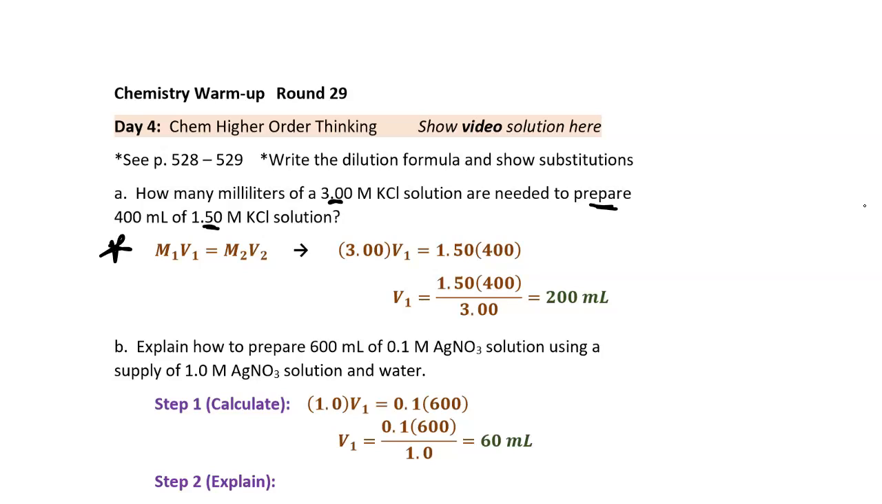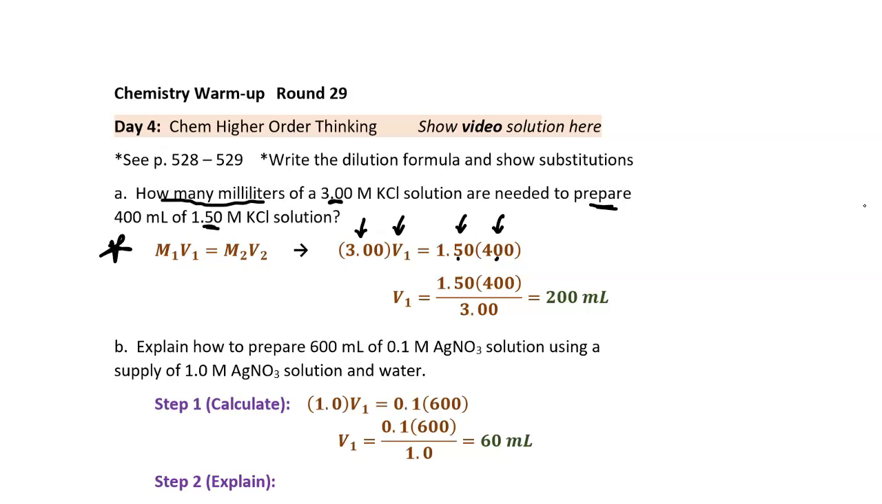Here it is. The numbers are filled into the correct locations. So the first molarity is the 3.00. The unknown is volume 1. We're asked how many milliliters of that solution we need. The new molarity is the 1.50, and the new volume is the 400. We want to end up with 400 milliliters of the 1.50 molar solution. This is what we want to create over on the right side.